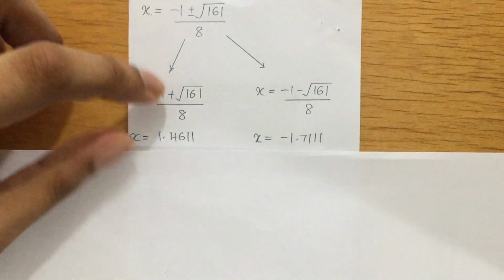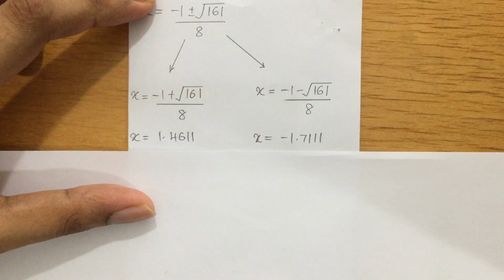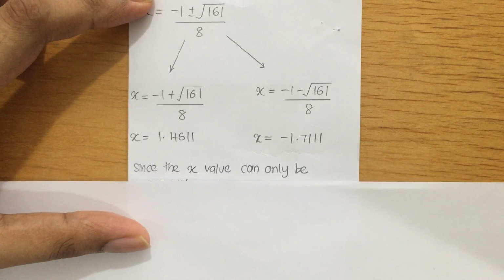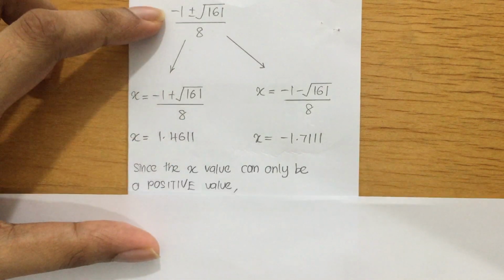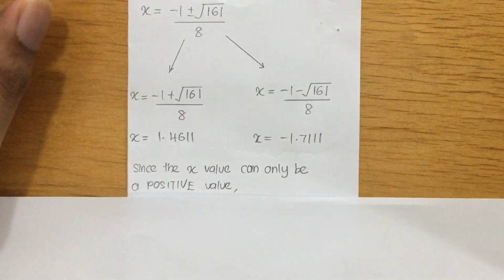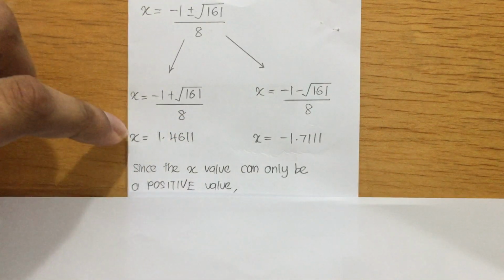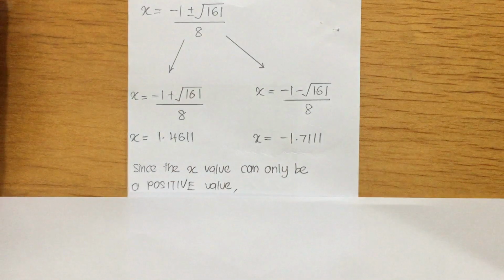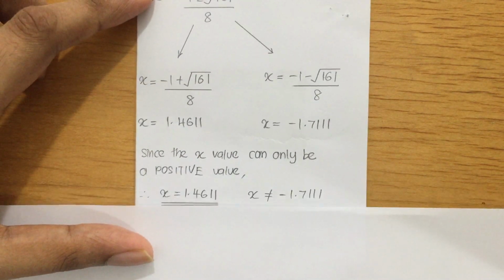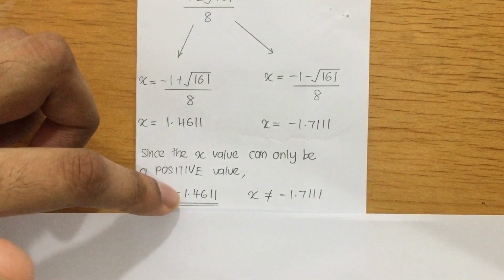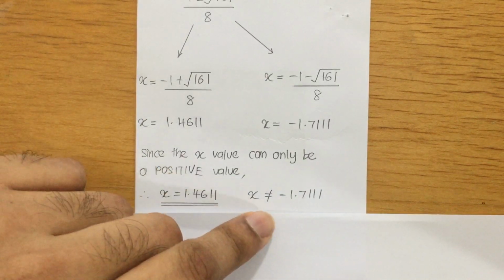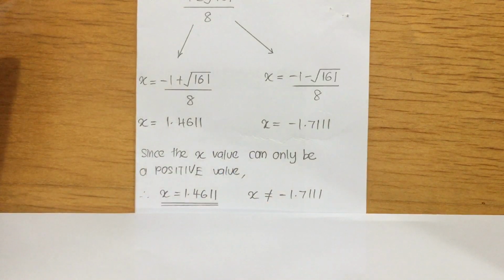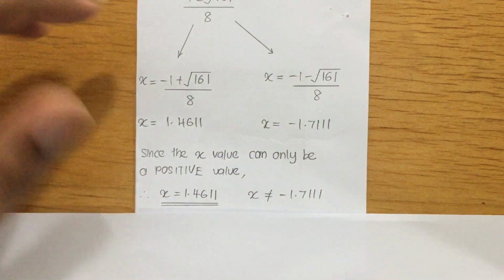So from here, since you get two x values, proceed to the next step. But since your x value can only be a positive value, guys, you need to take note here. Since you are dealing with a logarithm, your x value can only be positive. You cannot have a negative base x, guys. You cannot have a negative value over here. So your x can only be a positive value. So you can only have x equals 1.4611. Your x cannot be equal to negative 1.7111.